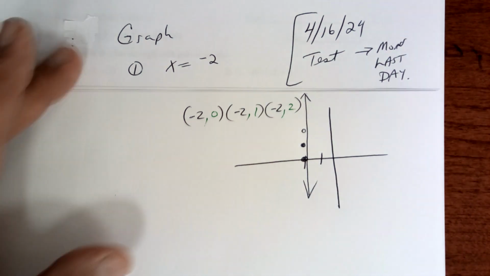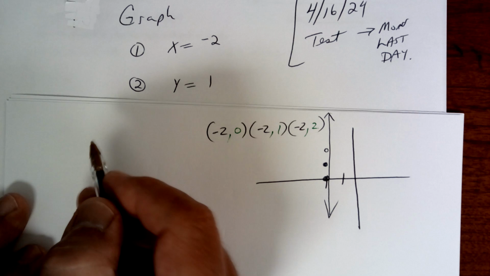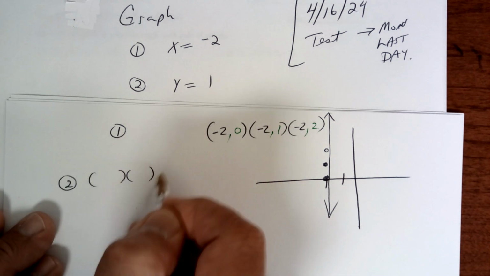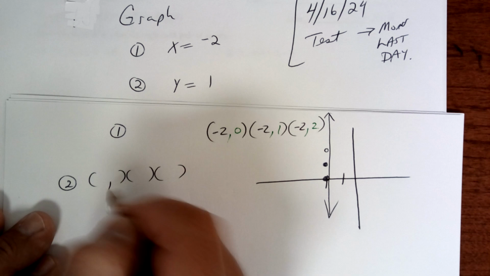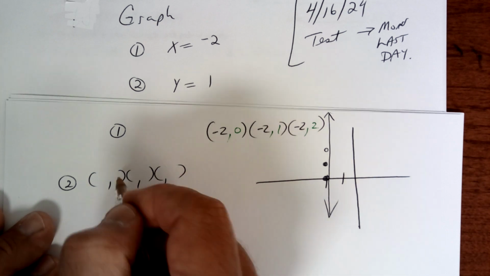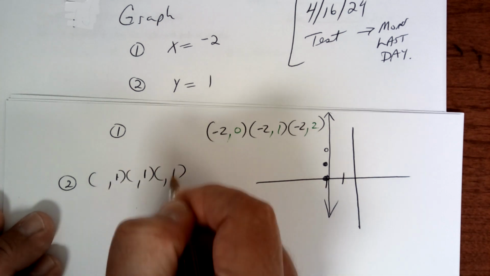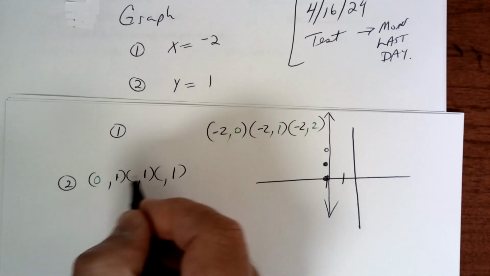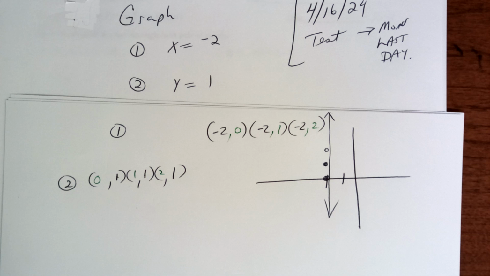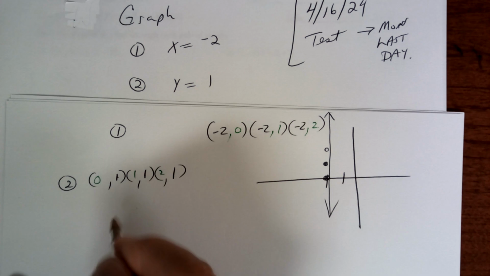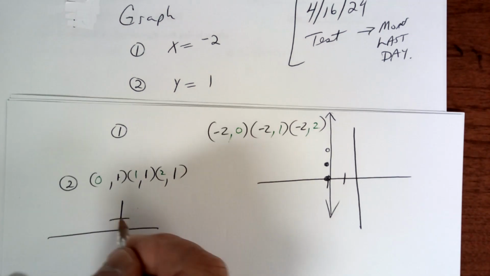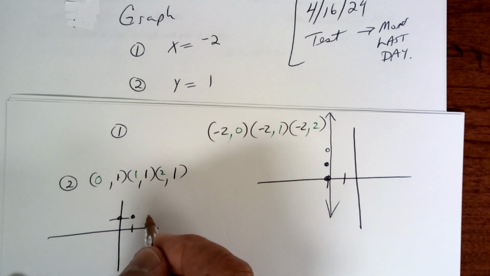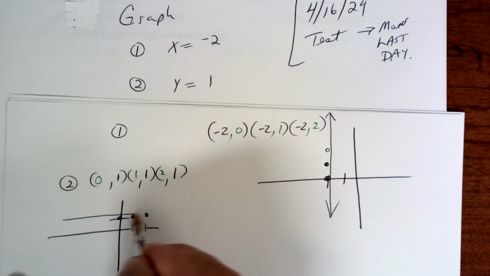Next one, y. Choose some points. Here you're going to let your y equal 1. You can pick whatever you want for the x's. So let's graph that. Over 0, up 1. Over 1, up 1. Over 2, up 1. That is a horizontal line.